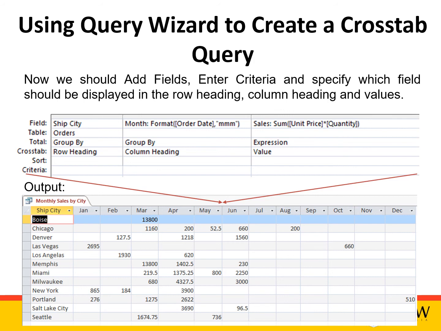Then create a new field called Month and add it in the column heading. Since we have stored a complete date in the Order Date field, we need to use a function to extract the month of each date. Therefore, use Format function to display only the month portion of the order date. Finally, create another field called Sales and use Sum function to calculate total sales by multiplying unit price by quantity field.